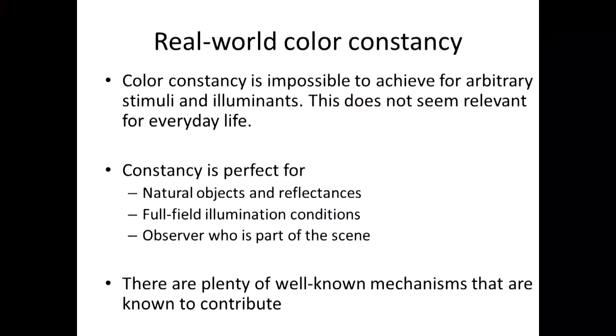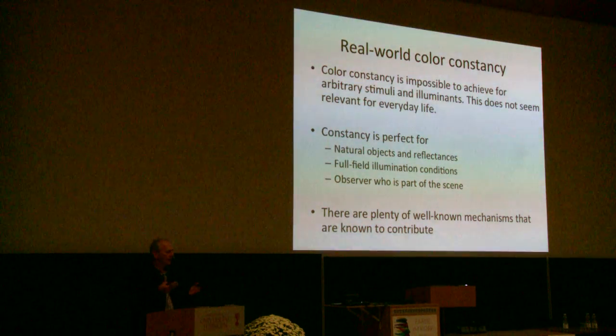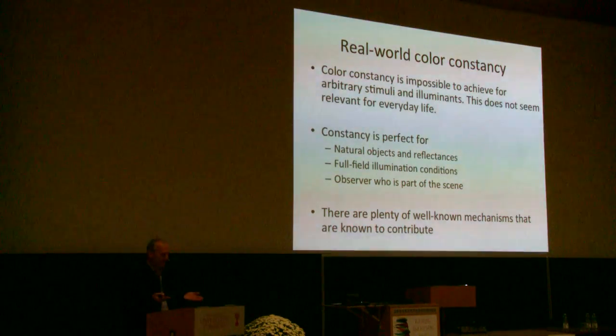So for real-world color constancy, it is of course impossible to achieve for arbitrary stimuli and arbitrary illuminants. Just monochromatic light is just one example. But that doesn't seem relevant for everyday life. If you have natural objects and reflectances, a full-field illumination, and an observer who is really acting in the scene, then constancy is perfect, and we do know the mechanisms that can contribute to this task. And of course, color constancy is the prerequisite for memory.